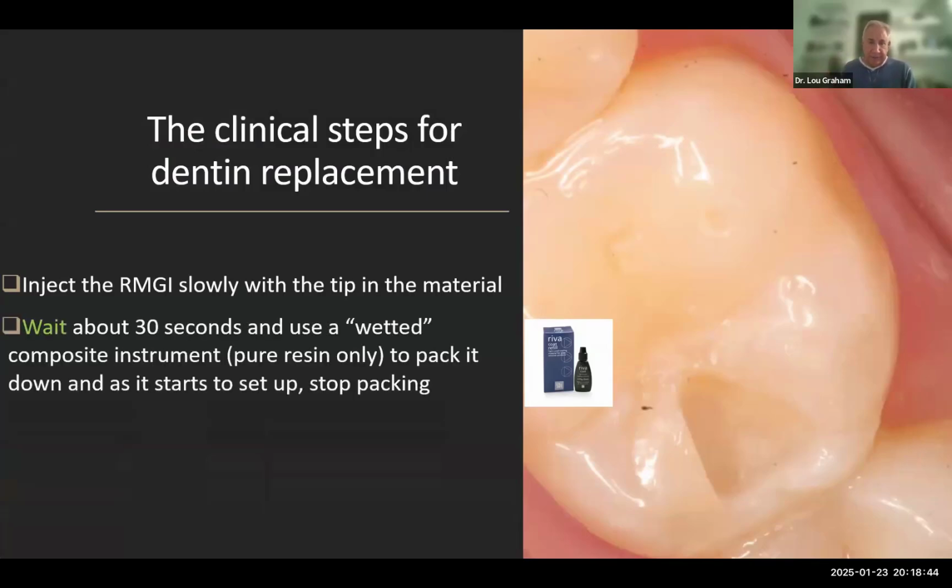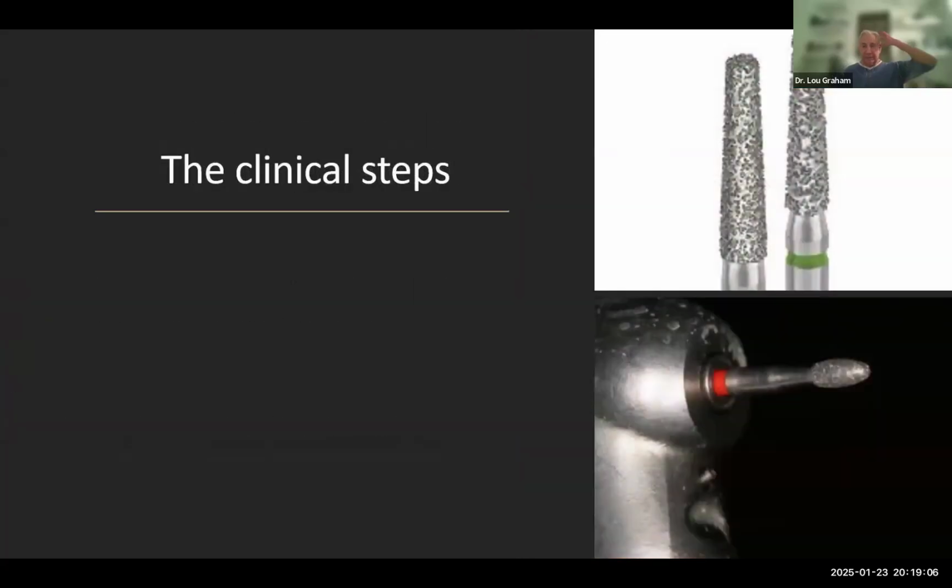I like to dip my instrument in what I would call a Riva coat. It's kind of an unfilled resin, and I'll just dip my instrument, pack it down after 30 seconds, and then I'll light cure for 20 seconds. That's it. So I wait for a little bit of setting, pack it down, 2 viscosities, re-prep like I did the first restoration, and I'm going to want a final.